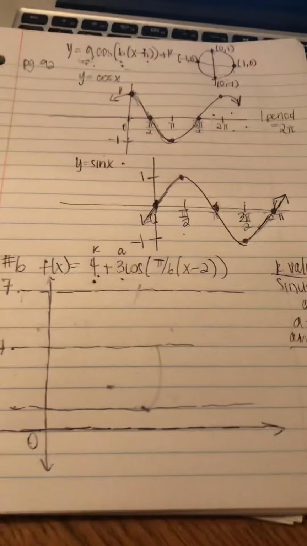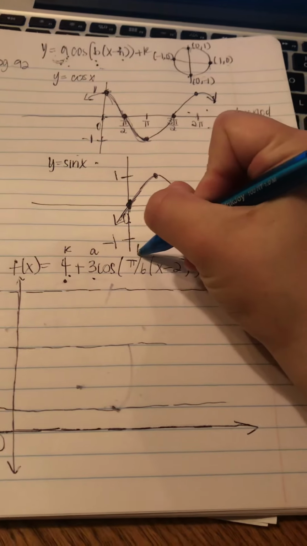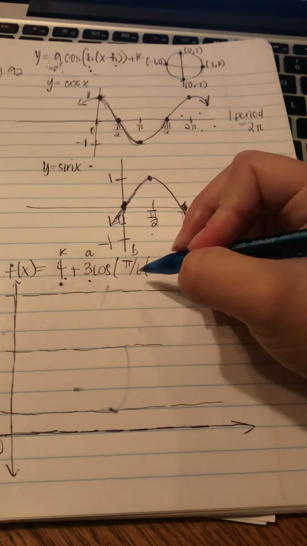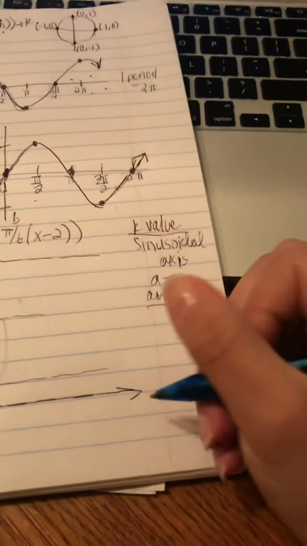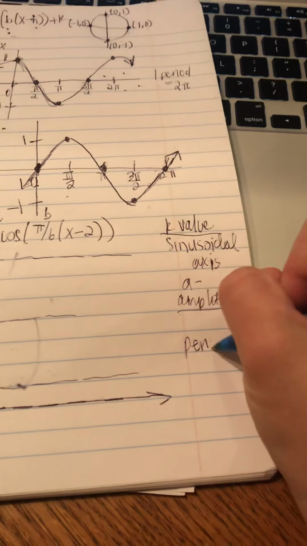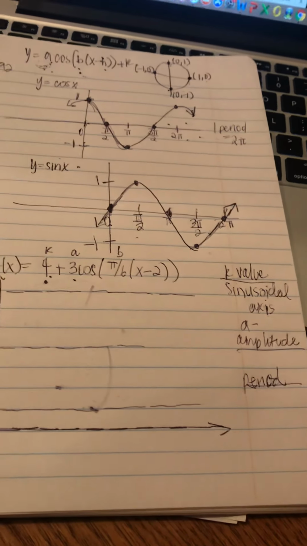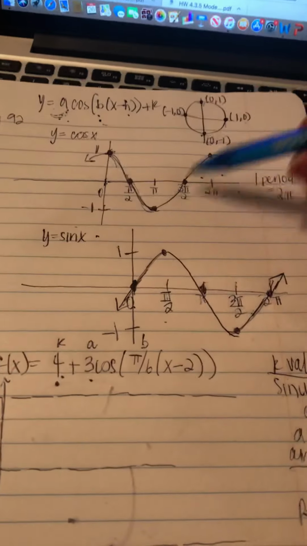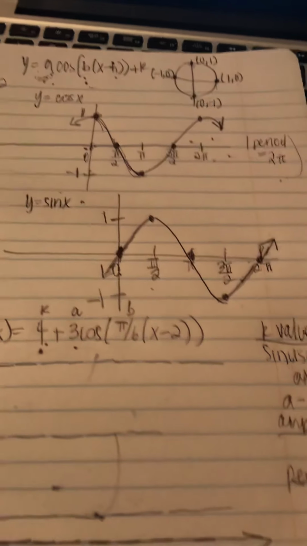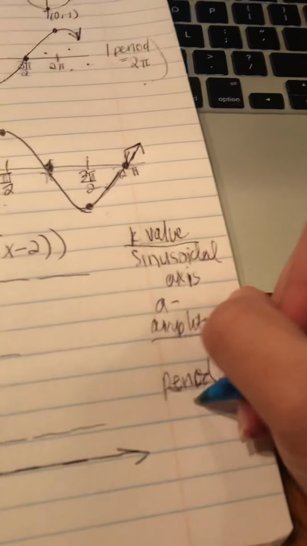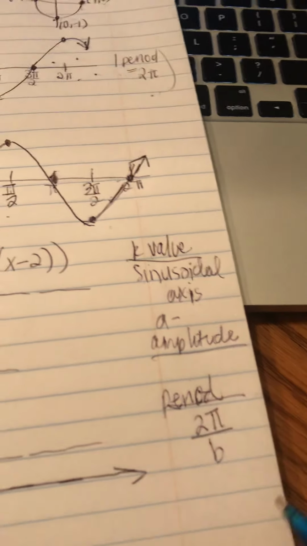Okay, the next thing I'm going to do is this right here represents our b value. And the b value will be part of our period. So we have something called the period. And if you recall, the period for these graphs was 2 pi, because that's where it started and that's where it finished. So we have a formula for period. It's 2 pi over the b value, okay?